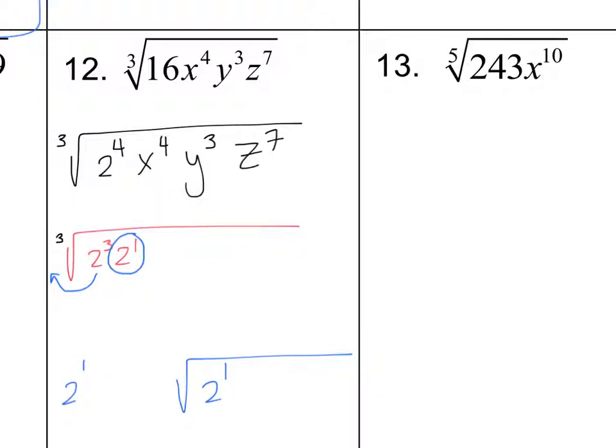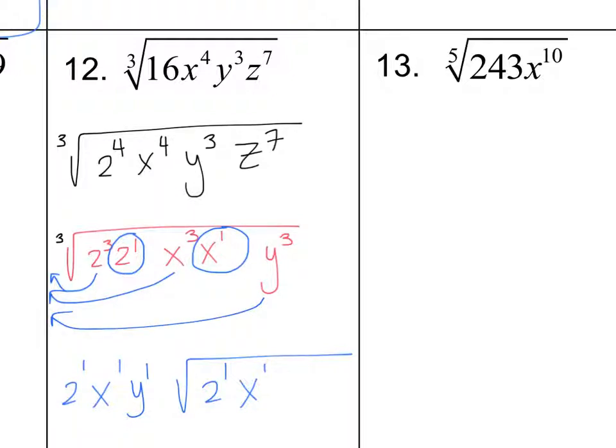Now x to the 4th, I can split that into x to the 3rd and x to the 1st, since 3 plus 1 is a 4. Now, power divided by index is 1. So as you can see, this left. This one, the power 1 is not divisible by the index 3, so it's going to stay. Now let's move on to y to the 3rd. Now as you can see, 3 divided by 3 is a 1. So that completely left as well. I didn't have to split it, because from the beginning the power was directly divisible by the index.